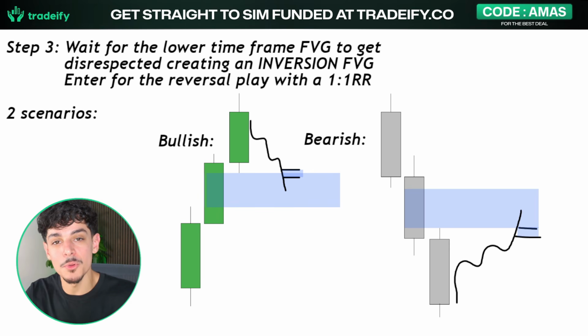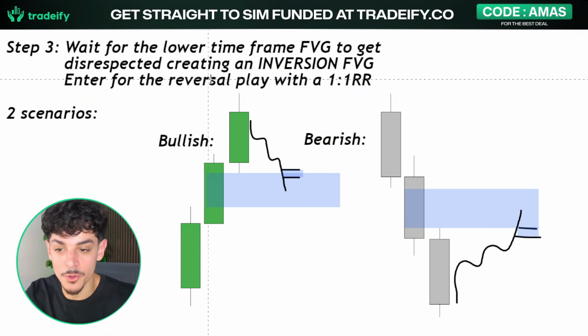That leads us to step number 3, which is you want to wait for the lower time frame fair value gap to get disrespected so you have an inversion fair value gap. And as soon as you have that lower time frame confirmation, this is where you want to enter for the reversal play with a 1-to-1 risk to reward ratio.